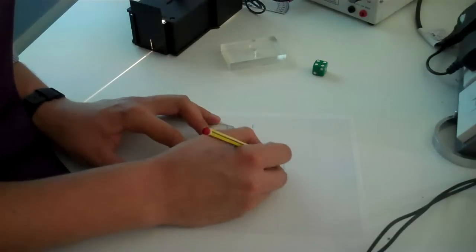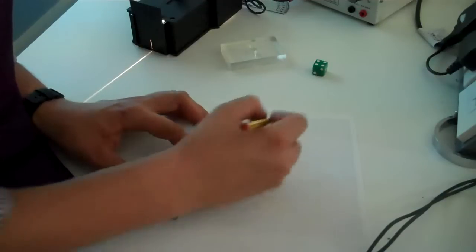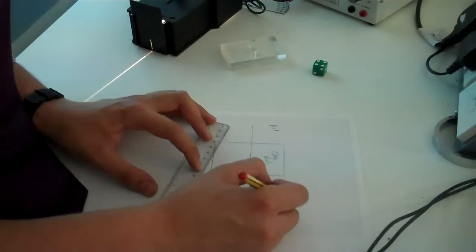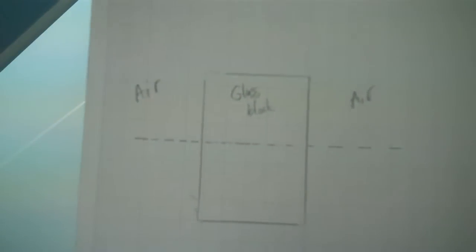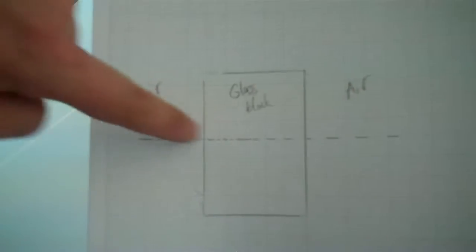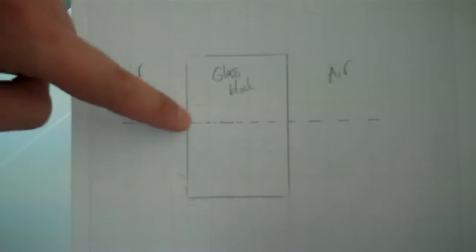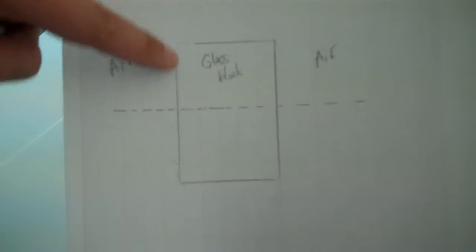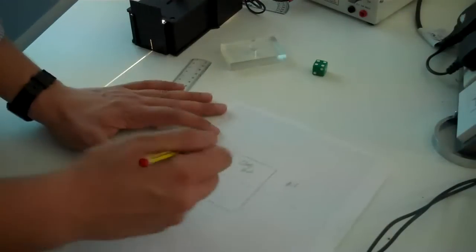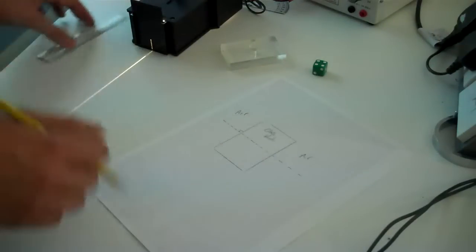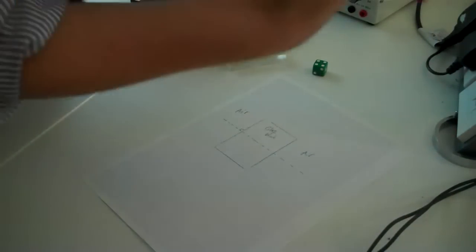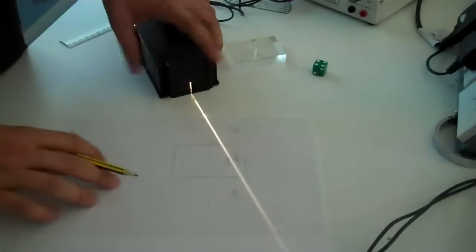Label it on your diagram: glass block. This is air, this is air. Okay, look at my diagram. This is the normal line here, and it's at 90 degrees to the surface. Right. So again, I can draw my symbol to show it's 90 degrees. That angle in there is 90 degrees. It's perpendicular, we call it. Two things are perpendicular, right angles.